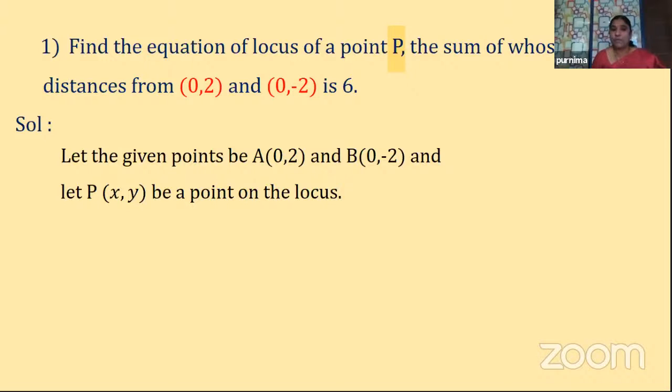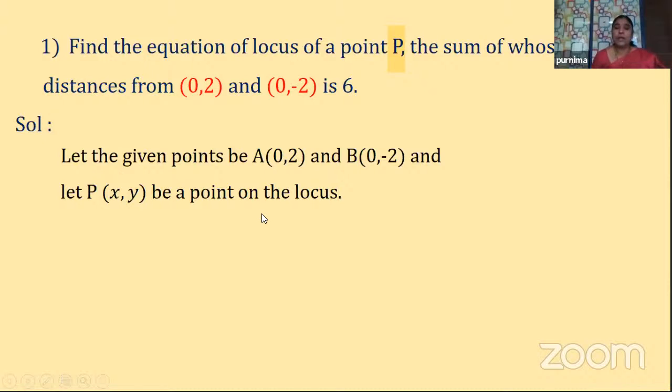So these are the two given points, and the sum of these distances from the point P is given as 6. So let us name the points given here. Let the given points be A and B. The point A is given by (0, 2) and B is given by (0, -2). And let P(x, y) be a point on the locus.